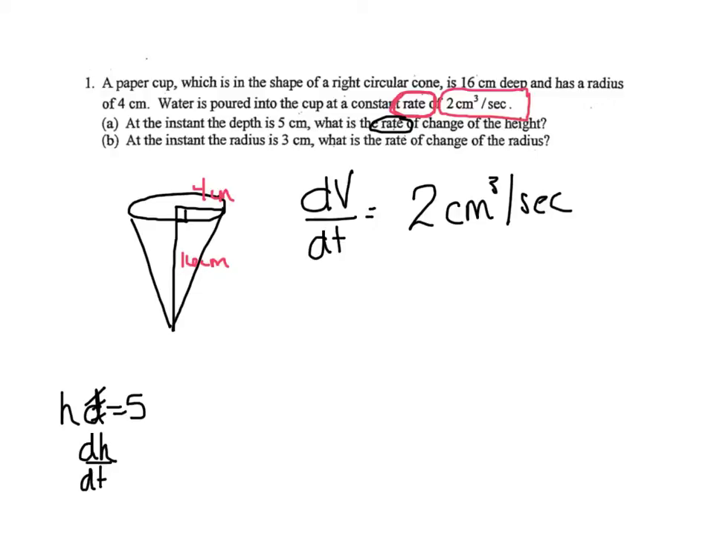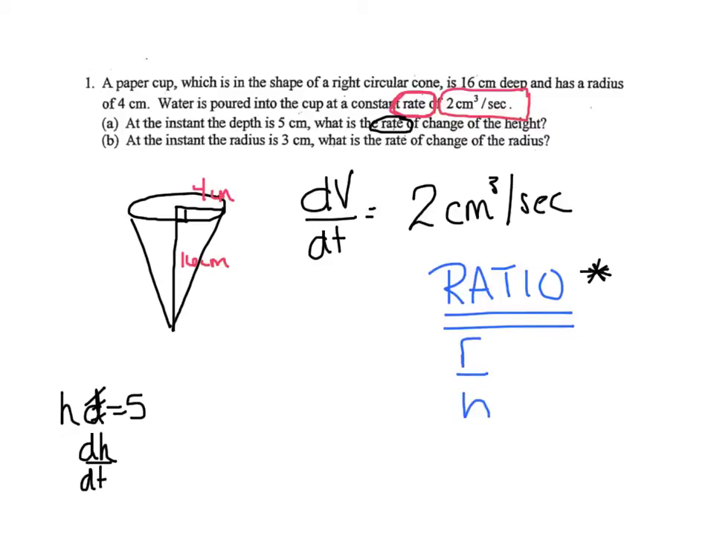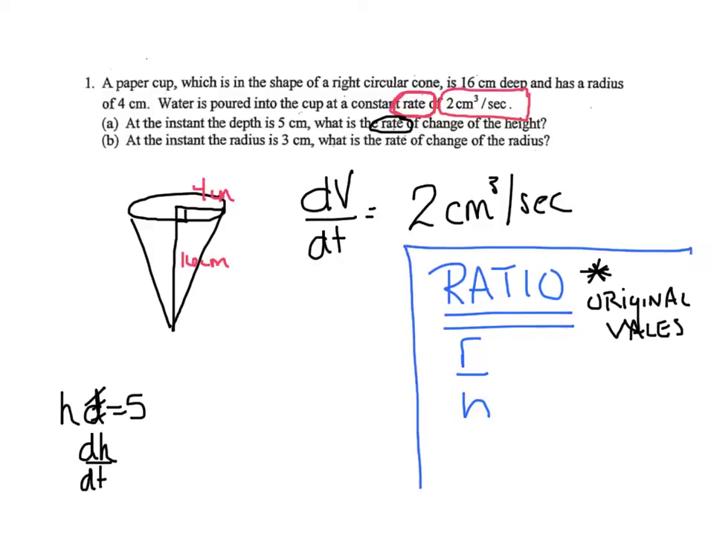We're always going to use this ratio to help us out, and these cones all involve this ratio that we've talked about. The ratio is radius to height. Now, I can't stress enough, you need to star this in your notebook. You use the original values for this. You're using the original values. So we really should box this in.